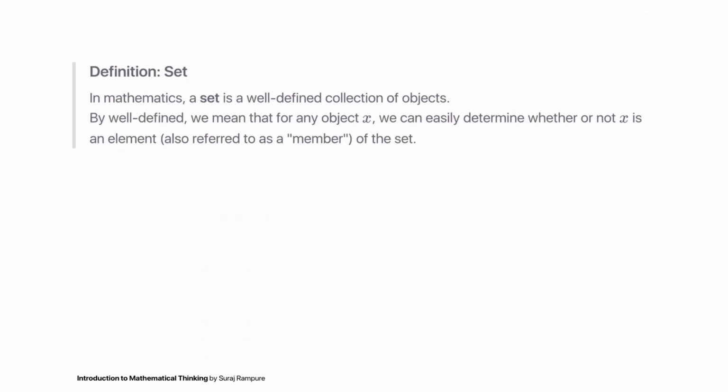So first, let's define what a set is. In mathematics, we say a set is a well-defined collection of objects. By well-defined, we mean that for any object x, and x could be a number, but it doesn't have to be, right? x could be anything. A vector, a matrix, x could even represent a student in this course, right? But by well-defined, we mean that for any object x, we can easily determine whether or not x is an element or a member of the set.